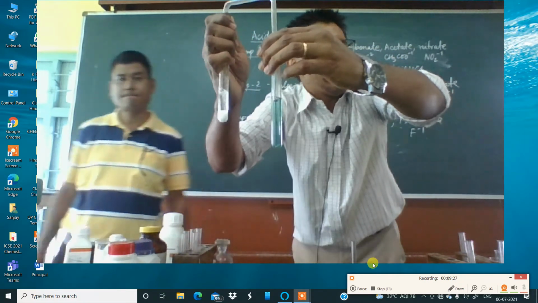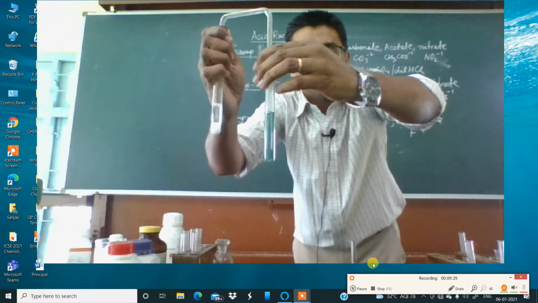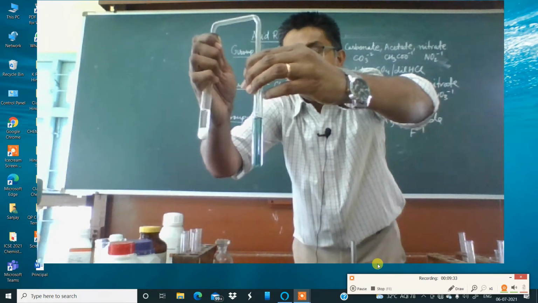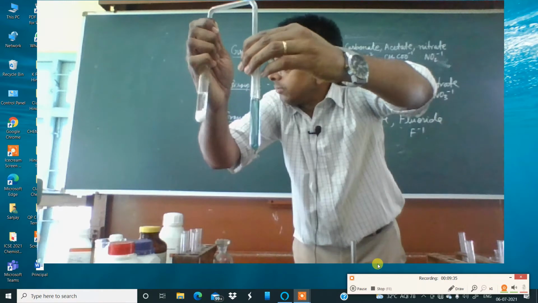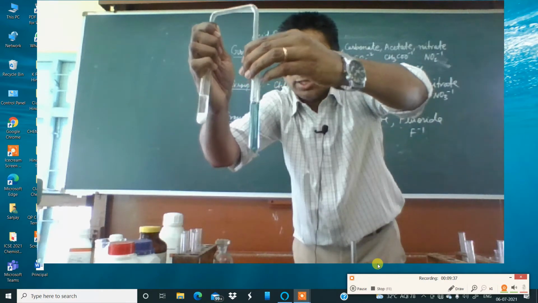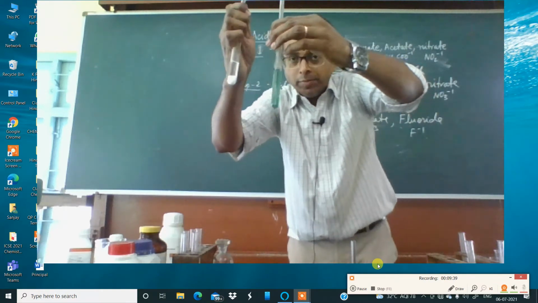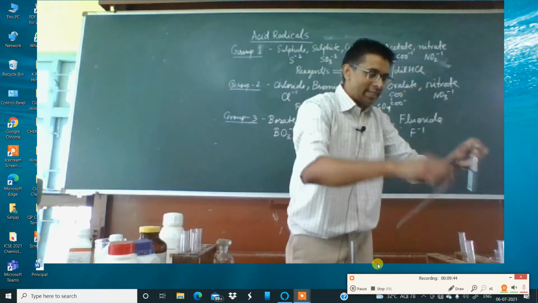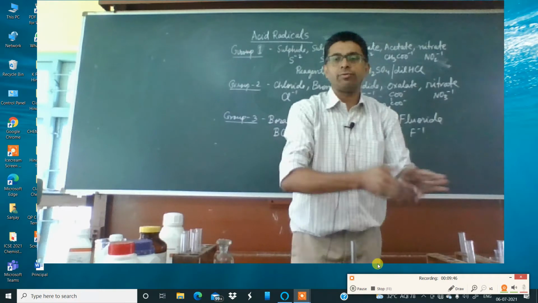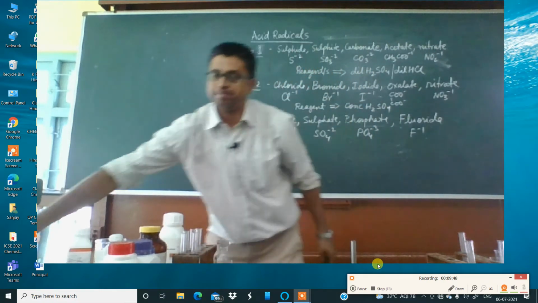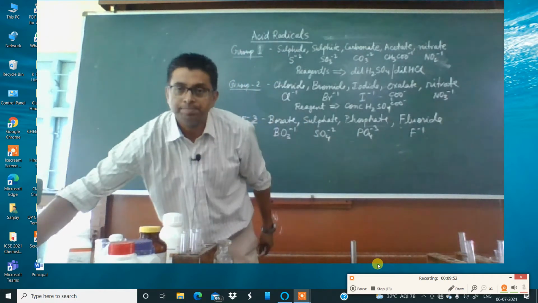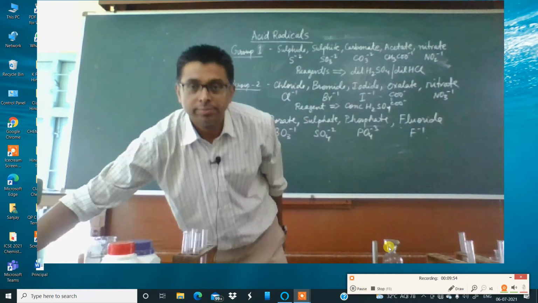So sulfur dioxide gas is changing the color of potassium dichromate solution from orange to green. Green is very nice. You can see it is very clear, distinct, bottle green. So these were the two confirmatory tests for sulfite acid radical. Okay, now I'll go to the next test.